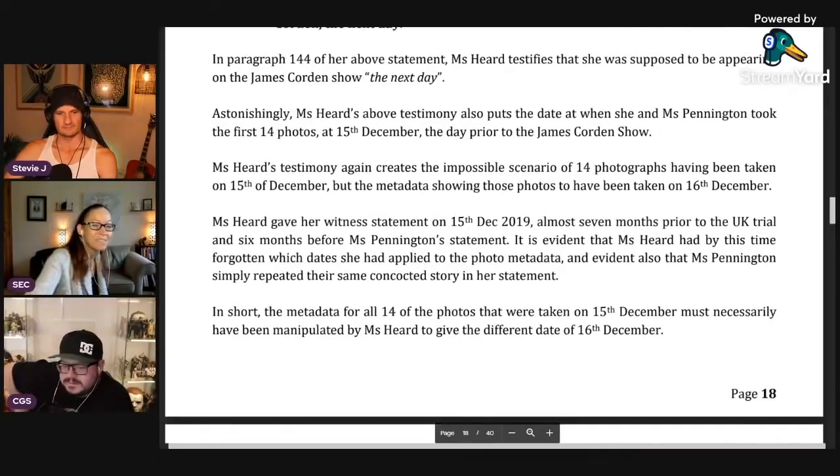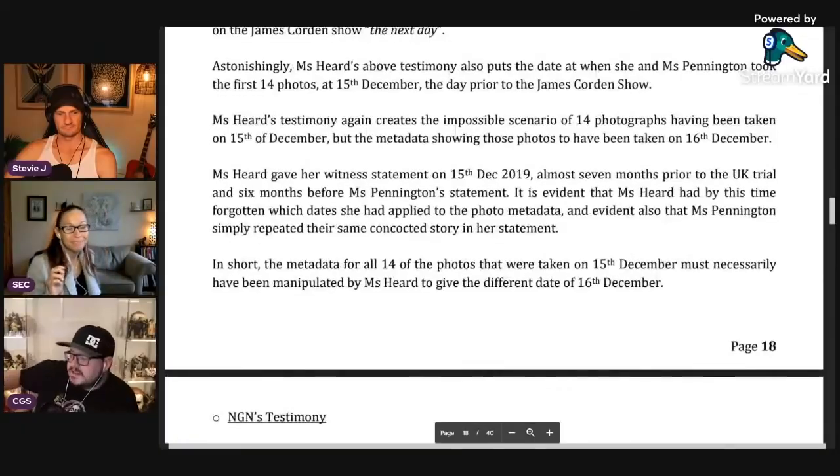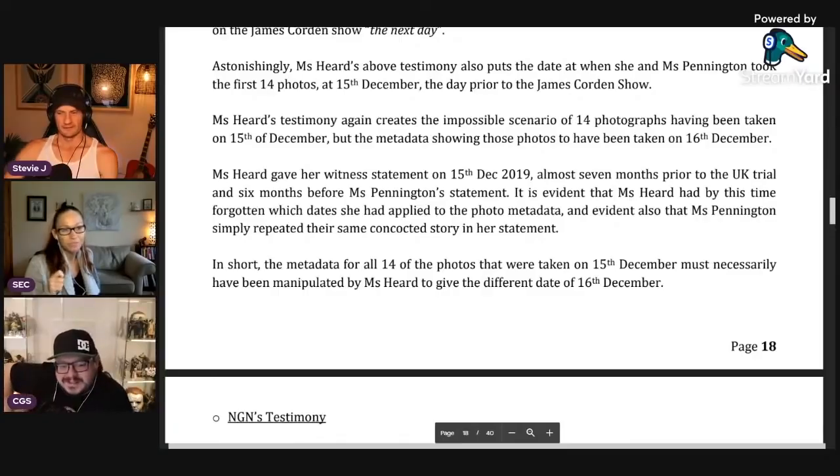In short, see on the other page 21 when we get to it, it says Miss Heard had irrefutably manipulated the metadata of the photos to show the majority of them to have been taken on the 16th. But then it says going down, penthouse 5 and penthouse 3, no mention of penthouse 4. Right. And dates that it does say manipulated photos for the 17th and 18th. Son of a bitch.